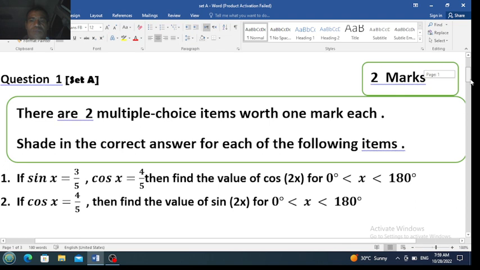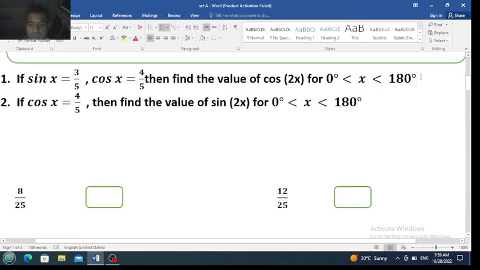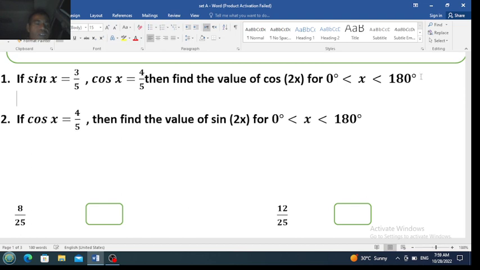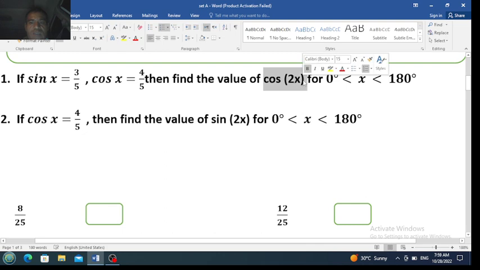Okay, question number one, learners. We have sine of x equals 3 over 5, and cosine of x is 4 divided by 5, and then find the value of cosine of 2x, where x lies between 0 and 180. Therefore, learners, I will insert a place where I can solve this question.